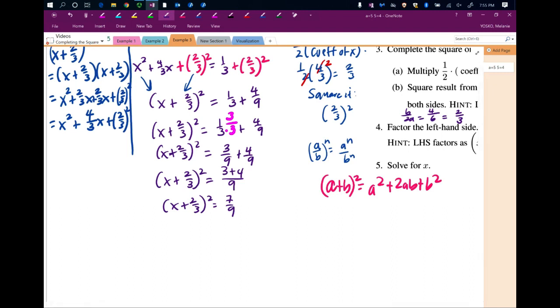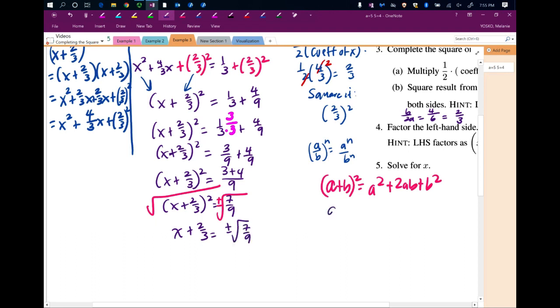Well, where is x? X is stuck inside those sets of parentheses. So we need to somehow undo this squared power. Well, what is the opposite of squaring something? The inverse process is to take a square root, right? So we're going to come through here and we're going to take a square root of both sides. But when we take the square root of both sides, we have to put a plus or minus. When you take the square root of something squared, you're left with the thing that was being squared. So you get x plus 2/3 equals plus or minus square root of 7 over 9.